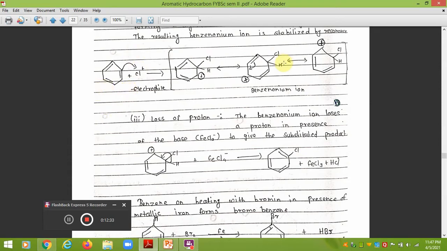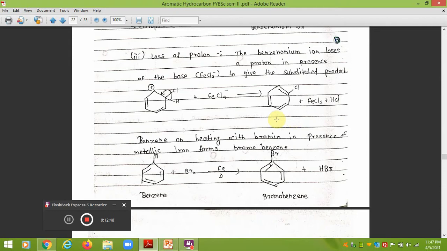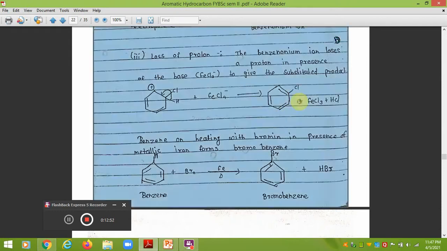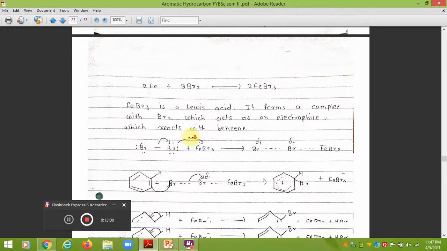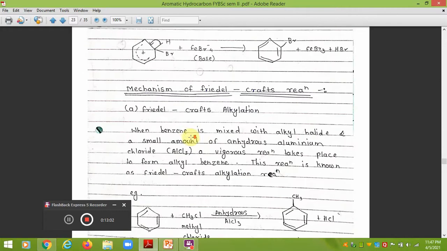In the next step, this non-aromatic benzenonium ion regains its aromatic character by the loss of a proton in presence of a base, that is AlCl4 minus, to give the substituted product that we call halobenzene, or if it is chlorine, then it is called chlorobenzene. In this way we are also able to get bromobenzene, only we have to change the halogen. So this is a very simple reaction.